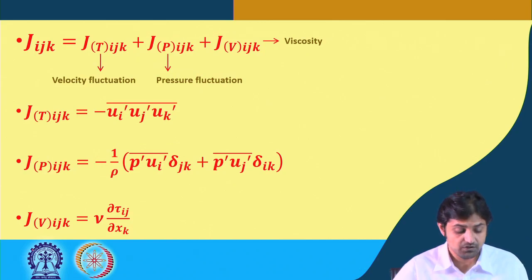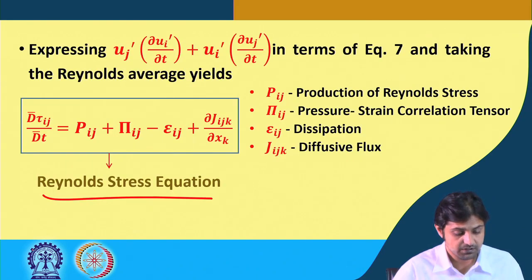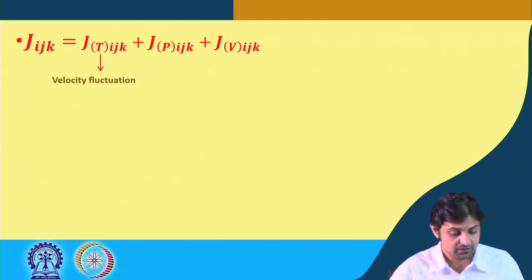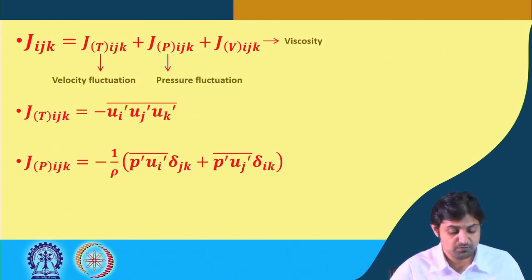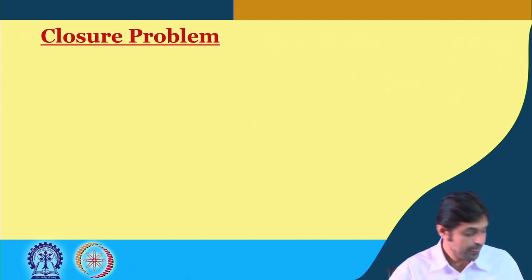So we have seen what all these terms mean for the Reynolds stress equation: Pij, the production of Reynolds stress, pi ij, the pressure strain correlation, epsilon ij, the dissipation, and Jijk, the diffusive flux. You do not need to remember all the details here, but the way of doing it is quite important, and for somebody interested in further research or studies in MTech, this would be a complete course in itself.